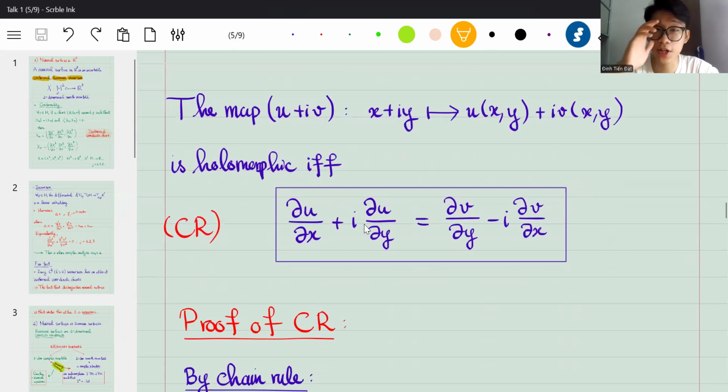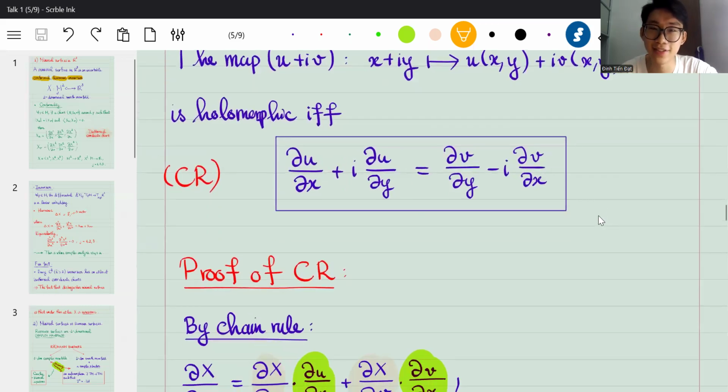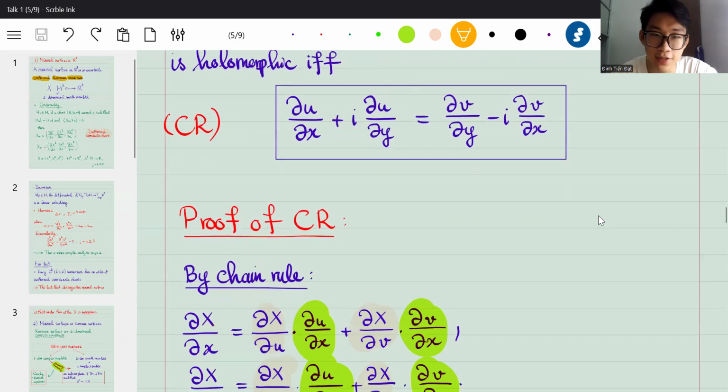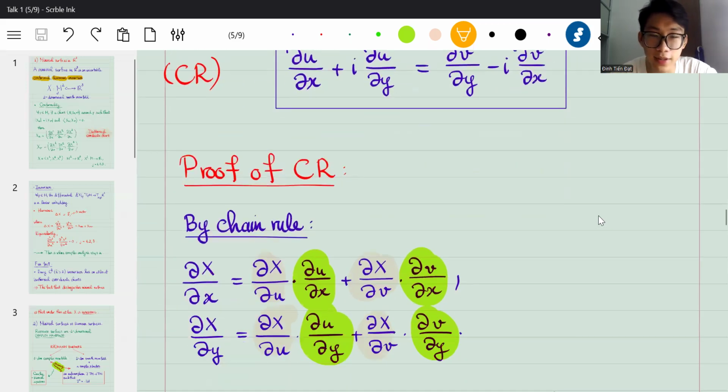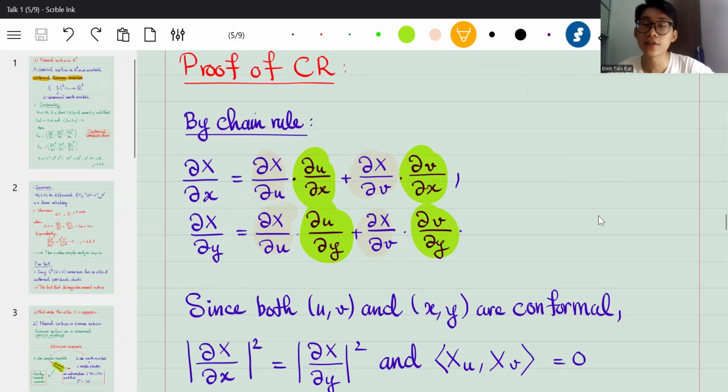So our main objective switches to proving these Cauchy-Riemann equations. Just do the derivative and computations, and things will get clear. First, by the chain rule, we differentiate capital X with respect to the variable x, and we get this expression. And capital X with respect to the variable y, and we get this expression.